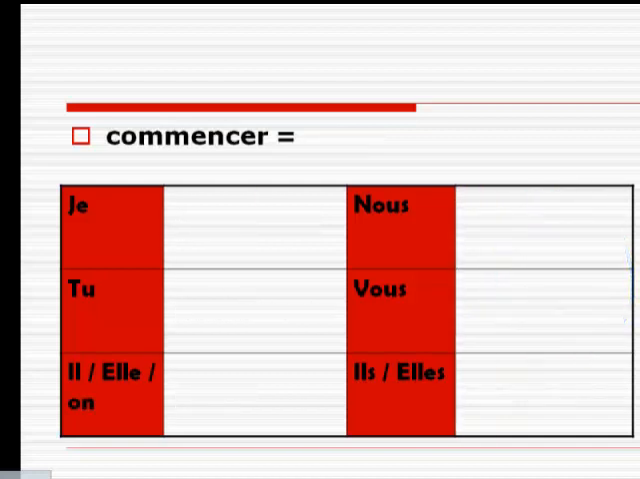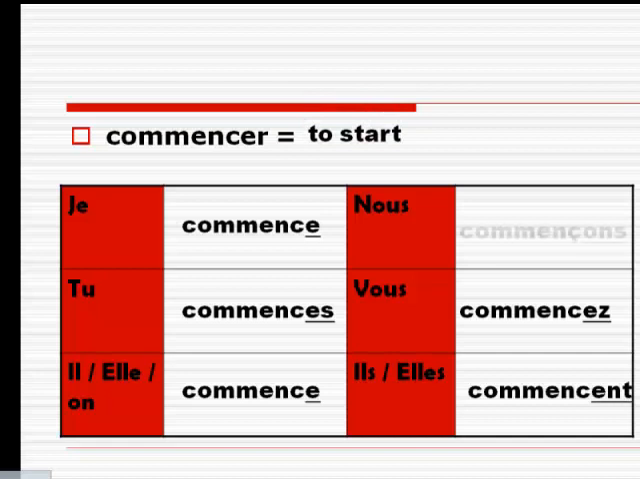Commencer is another stem changing verb, but unlike acheter and préférer, the change here only happens in the nous form. Commencer means to start, and if you look at the forms of commencer, je commence, tu commences, il commence, elle commence, vous commencez, ils commencent, they all have the same endings, but what happens is the nous form, we have to add the accent cedilla before the ONS, and we do this simply for pronunciation.